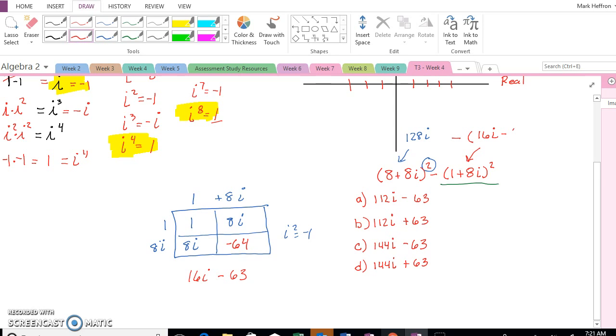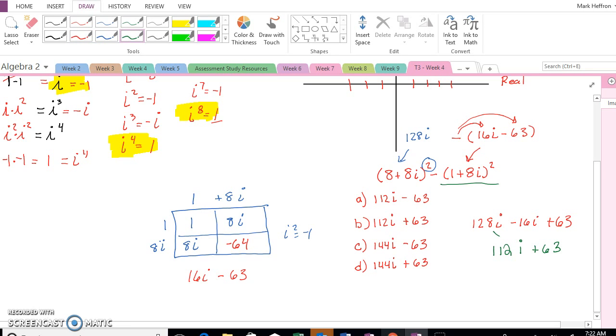16i minus 63. We'll distribute that negative through to each term, and we really have 128i minus 16i minus a negative 63 is plus 63. Collecting our like terms, 128i and negative 16i is 112i plus 63. The answer is B.